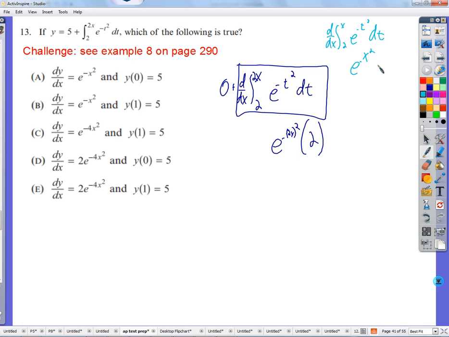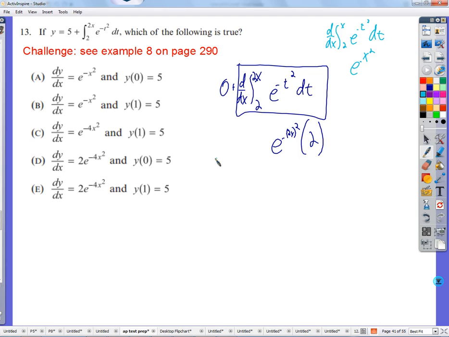But it's not an x, it's a 2x, so it's not e to the negative x squared, it's e to the negative 2x squared, and then we use the chain rule and multiply by the derivative of that. And if that were a function within a function, we multiply the derivative of the inside function, and we just keep going, just like we normally would with the chain rule. It's just a chain rule situation. Right. So the derivative of 5 is 0, the derivative of this, using the second fundamental theorem of calculus and the chain rule, we get that.